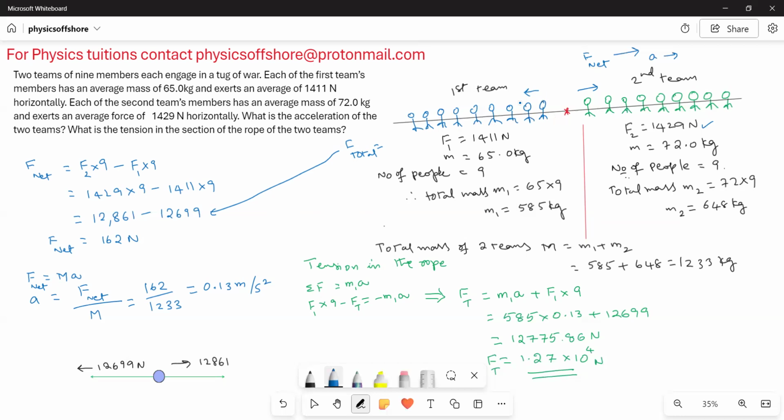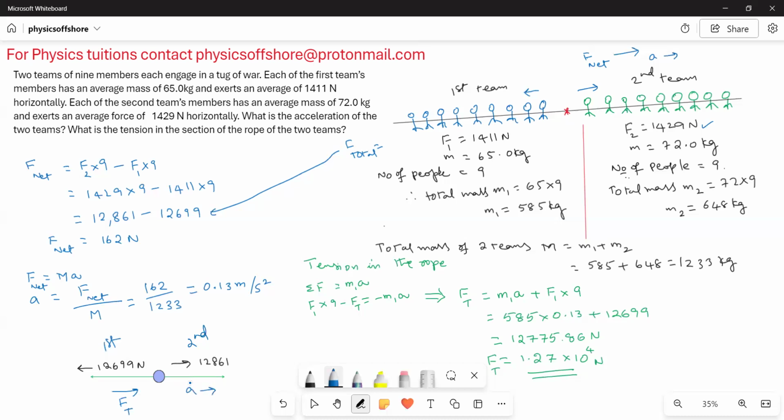Am I right? These people are pulling them. Here are the two teams. This is the first one, and this is the second one. The people are pulling in this direction, so the force is in this direction, and the acceleration is in this direction, and then tension is also in this direction. Tension is acting in this direction. Am I right? When people are pulling in this direction, tension will be in this direction. And moreover, acceleration is also in this direction.